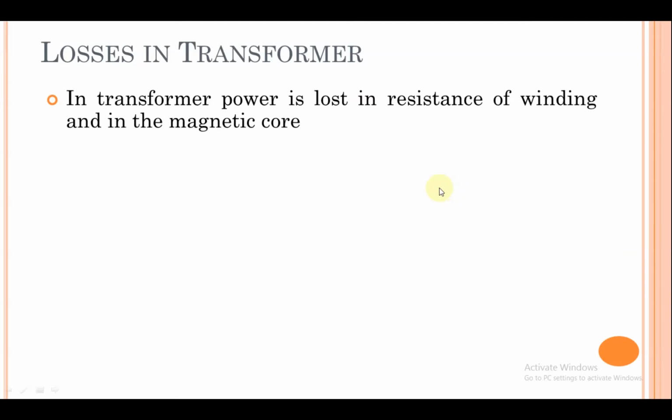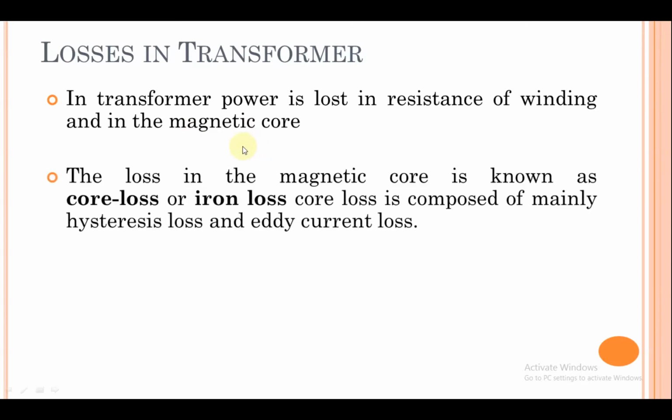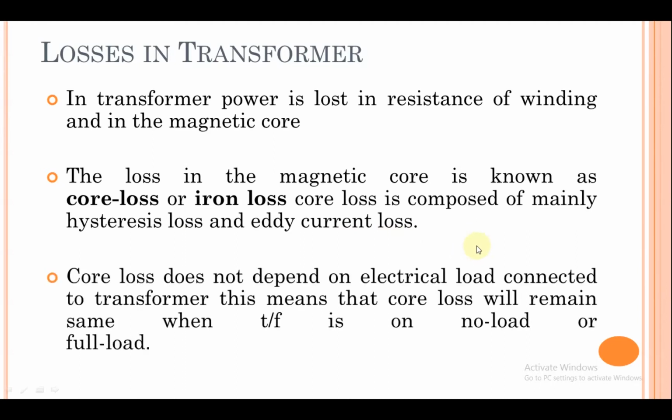So, losses in a transformer: power is lost in resistance and also in the magnetic core. The loss in the magnetic core is known as core loss or iron loss, and it is mainly composed of hysteresis loss and eddy current loss. The core loss does not depend on the electrical load. It means that whether there is no load on the transformer or the transformer is fully loaded, there will be no difference in the core loss and it will remain constant.